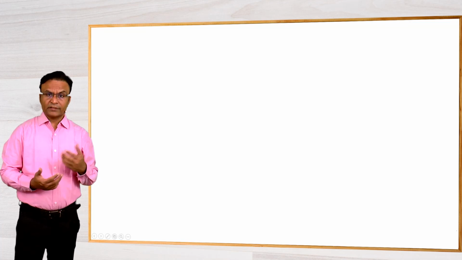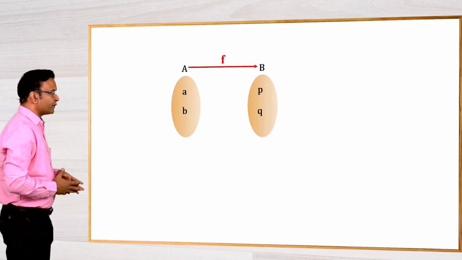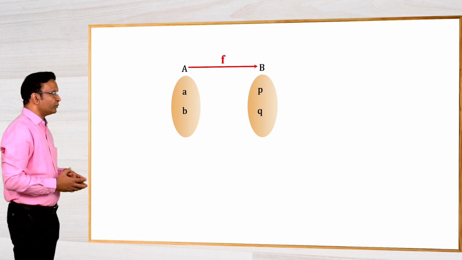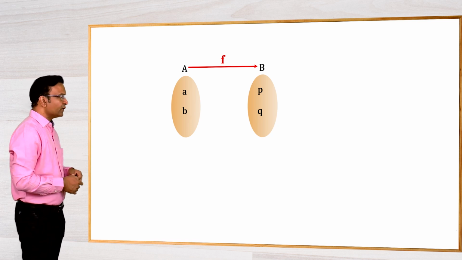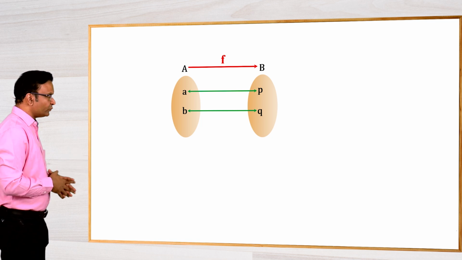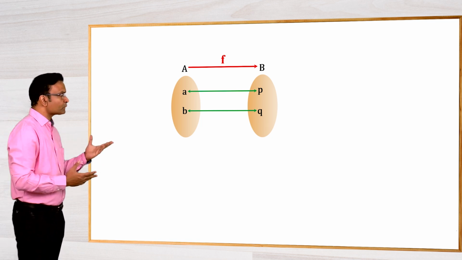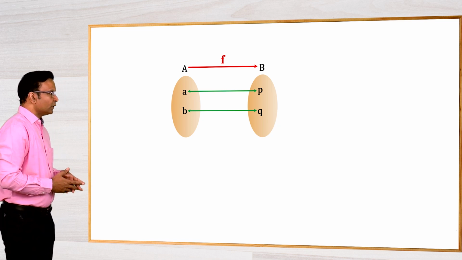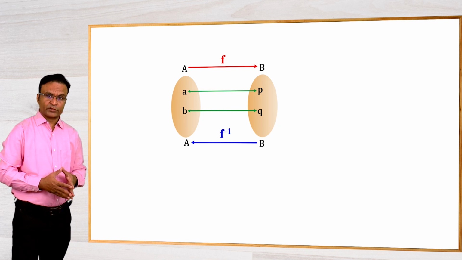Now consider this mapping of the function f. We have a function f from set A to B. Set A has two elements a and b, and set B has two elements p and q. We are connecting a to p and b to q. Now this function is a one-one and onto function. We can define a function from B to A, which is the f inverse function.